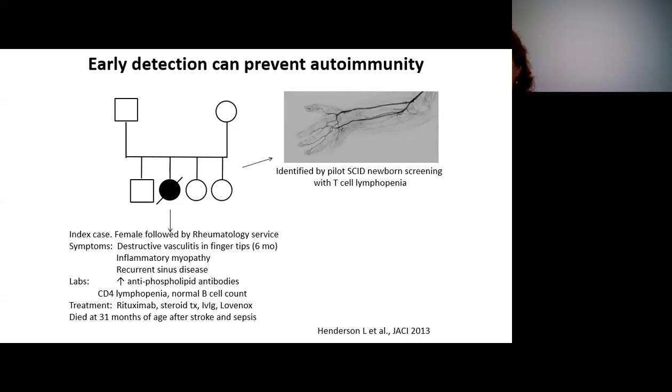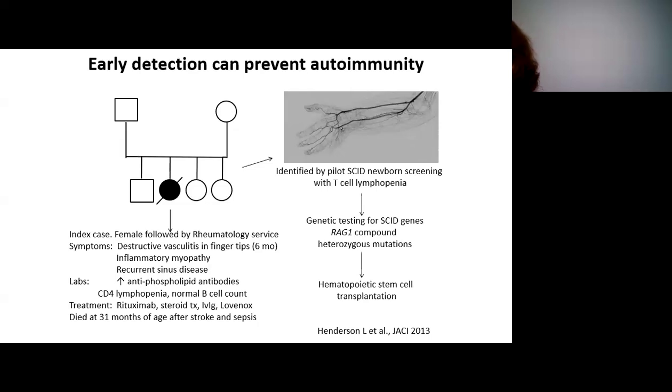Interestingly, the patient's sister was identified by the SCID newborn screening with T-cell lymphopenia. So we found an asymptomatic child in the family who had, all she had was T-cell lymphopenia. But with the family history and the concern, we actually performed genetic testing on this child, and she was also found with a RAG1 compound heterozygous mutation. So this asymptomatic baby, at 3 or 4 months of age, underwent bone marrow transplantation and is doing well. And again, we don't know how she would have fared compared to her sister, but obviously we gave her a chance of having a brand new immune system and doing better throughout life.